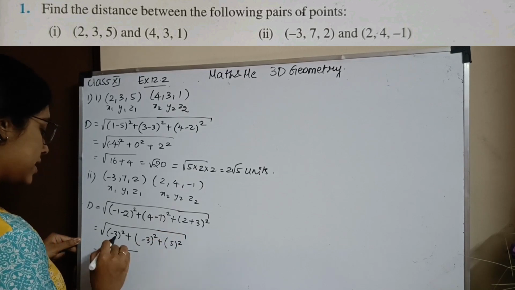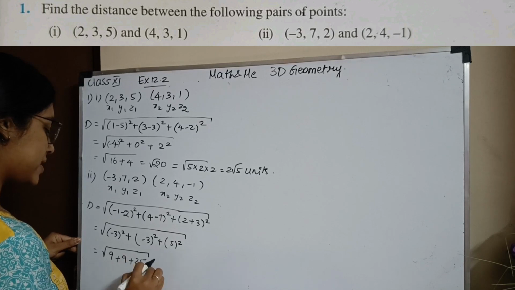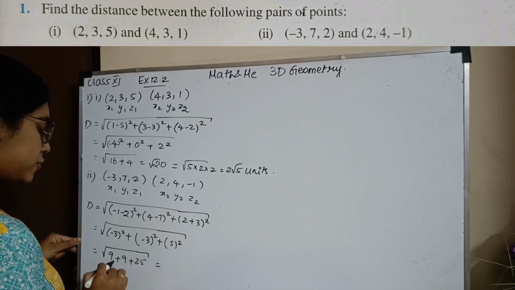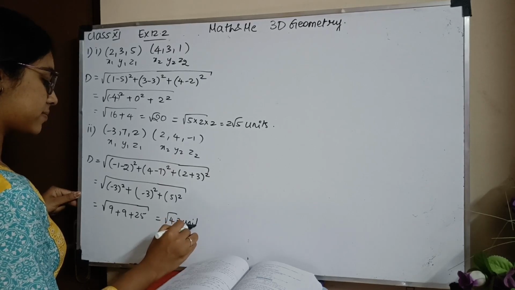So then I go, minus 3 square is 9, plus 9 plus 25. So 25 plus 9 is 34. 34 plus 9 is 43. So root of 43 units.